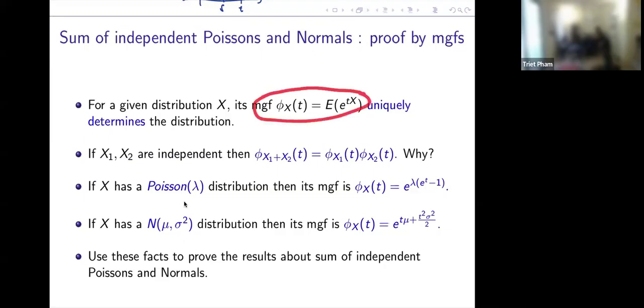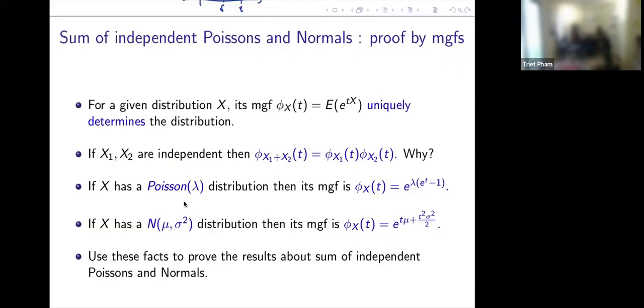So basically, the moment-generating function is defined as the expectation of e to the tX, and this defines the distribution itself. Meaning that if you know what the MGF is, then you can tell what the random variable is. And the MGF is useful when you have the sum of independent random variables, because if you have independent random variables, then the MGF of the sum is a product of the MGFs. Okay, let's see how that works.